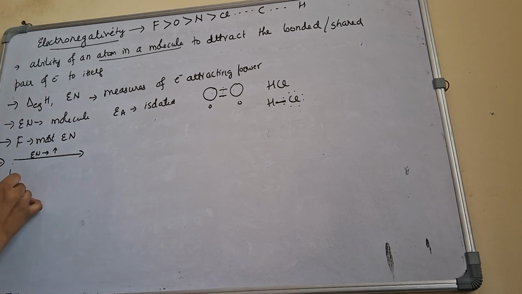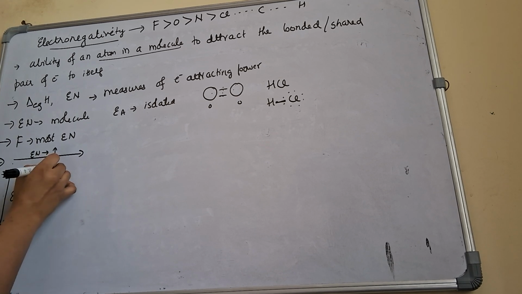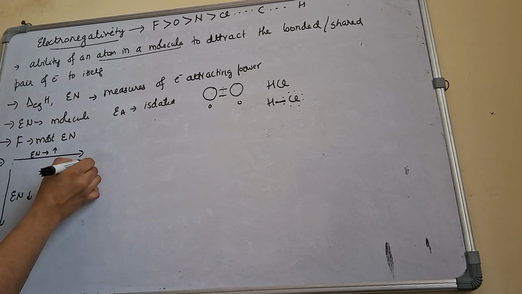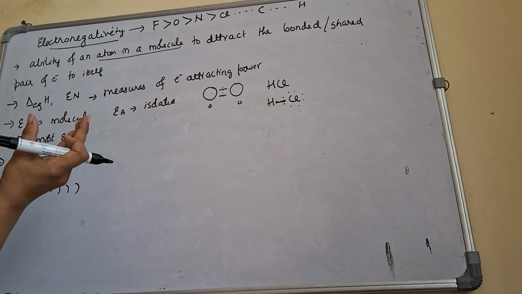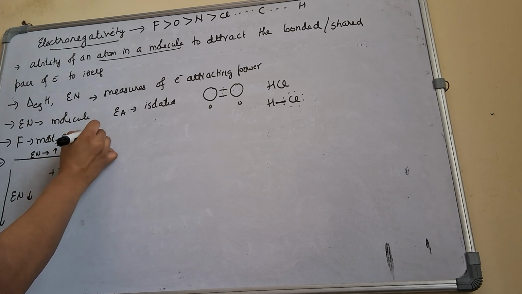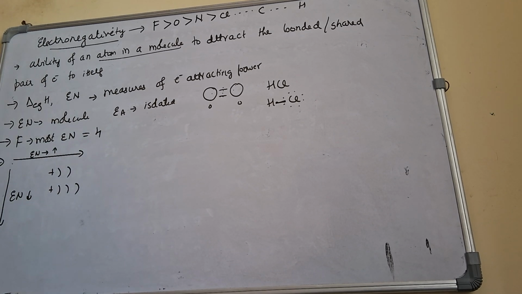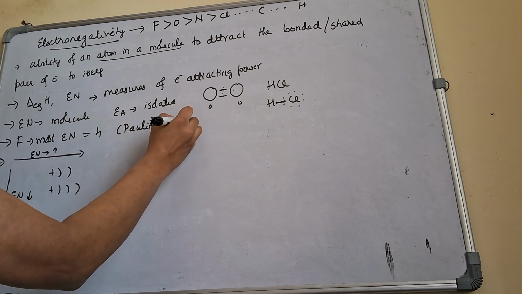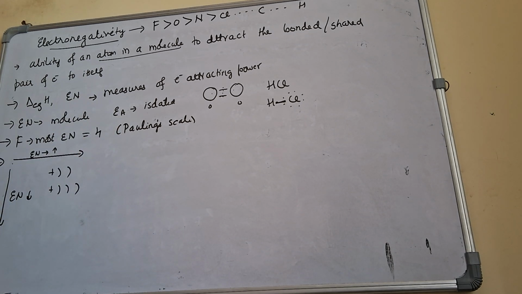Now down the group, electronegativity will decrease because of the same thing. Down the group, the size is becoming more. Correct? So fluorine can pull it better because of its smaller size, whereas chlorine and the others have a larger size. In fact, the electronegativity of fluorine is 4. The electronegativity doesn't have any units because it talks about a relative scale. We have a scale which is called the Pauling scale. So in the Pauling scale, fluorine is the highest, 4.